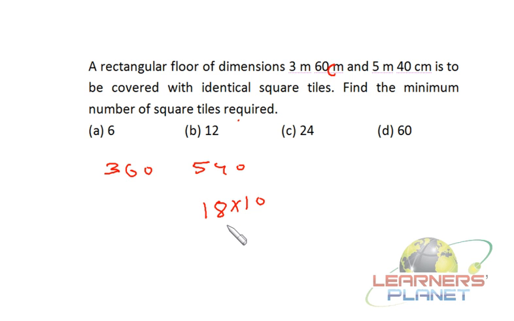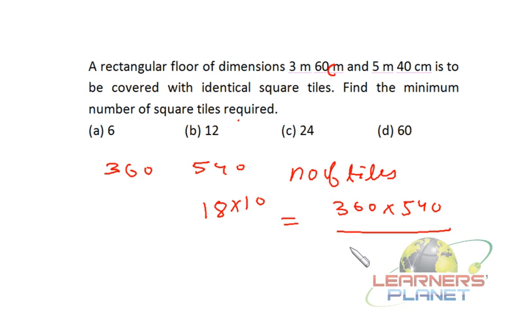Now we have to find out the number of tiles. That means number of tiles is equal to area of the floor, that is 360 into 540, divided by area of tile. Now length of tile is 180, that means area will be 180 into 180. Okay, so it's 180 by 360 and 180 by 540, so that is 2 into 3, which is 6. So 6 square tiles are required to cover up that particular area. Okay friends, I hope you are clear with the concept.